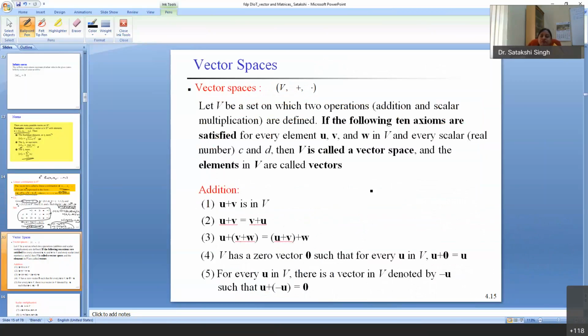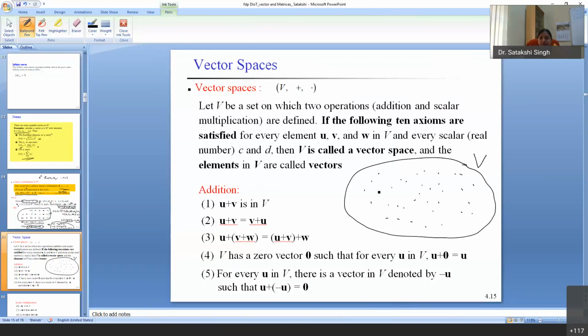Next, we have the vector spaces. What is a vector space? Let us say we have a set of some vectors. We have a set capital V where so many vectors are there. So many vectors are inside. All the dots are actually the vectors inside the V.